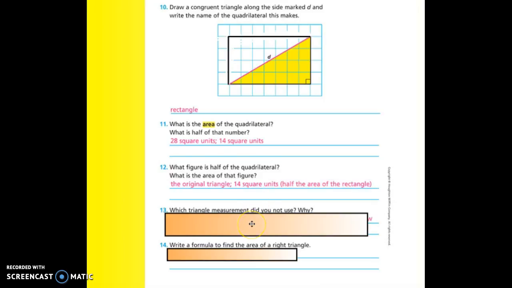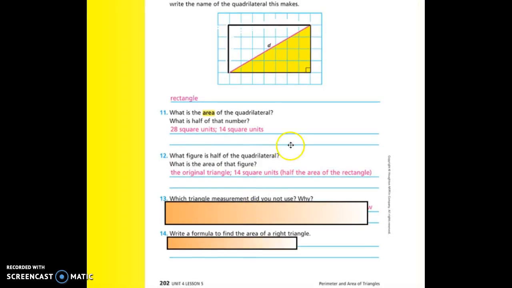Good. Now what triangle measurement did we not use? We didn't use this D here. All we needed to figure out the area of that triangle was the base and the height.